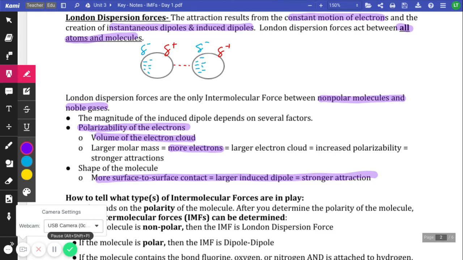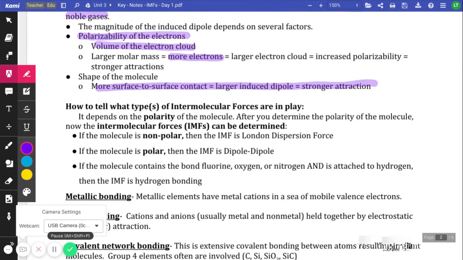So guys, now what's important for us to talk about is how to tell. We learned about our intermolecular forces, so how are they in play? How do we determine them? The first thing that you need to be able to do is determine the polarity of the molecule. So guys, once again, if you don't understand polarity, go check out our video on Unit 2 over polarity.